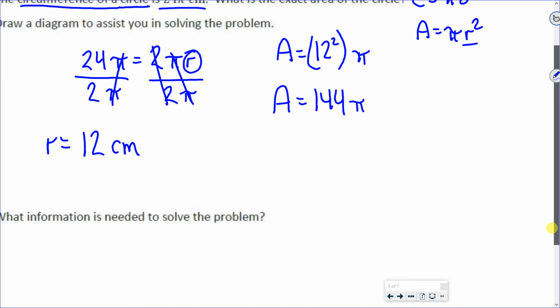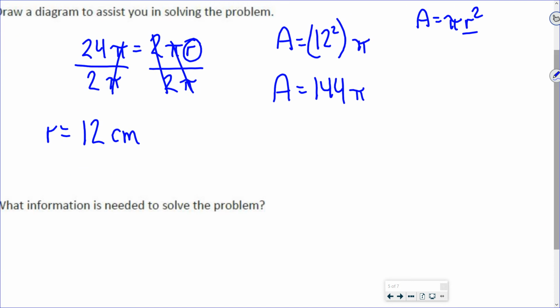So basically, what information was it that we needed to actually solve the problem? Well, we needed to know the radius. Okay, we knew the circumference, but we didn't know the radius. So we had to work ourselves backwards to find out what the radius of the circle was. Now, if we had used the formula pi times diameter, we would have found out the diameter was 24 centimeters. But the problem with that is we weren't looking for the diameter in our area problem. We were only looking for the radius, so we would have had to take our diameter and divide it by 2.